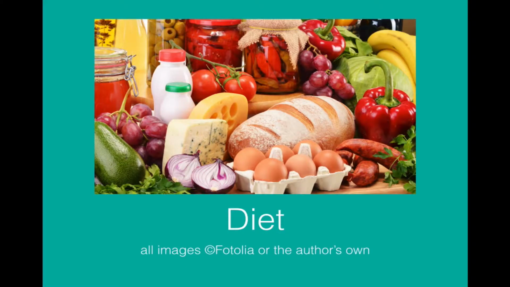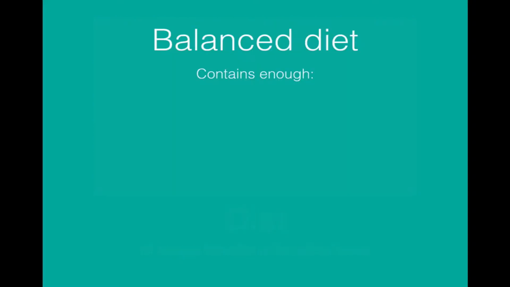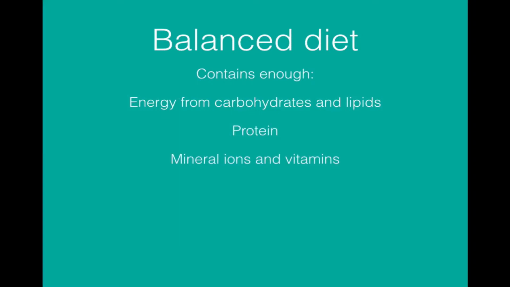This video is going to look at diet as part of the animal nutrition topic. A balanced diet is a diet which contains energy from carbohydrates and lipids, contains protein, mineral ions and vitamins, as well as water. And it contains enough of these, and it doesn't lack in any of them, but it also doesn't exceed the required amounts. Not enough fat and too much fat are both bad.